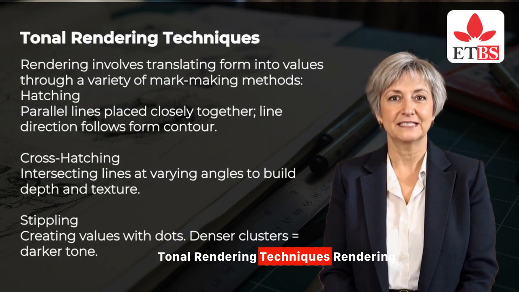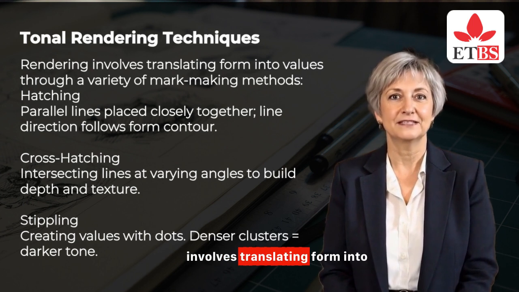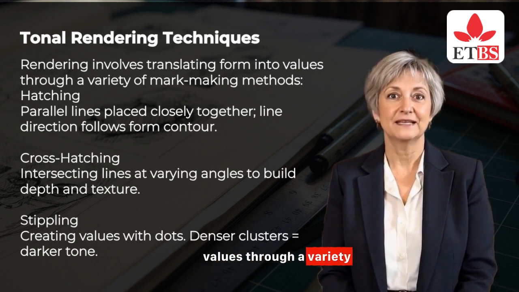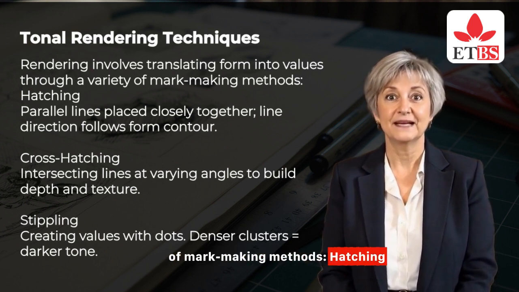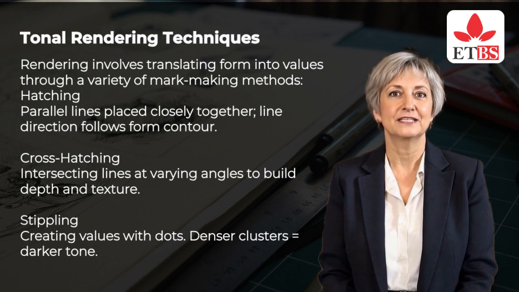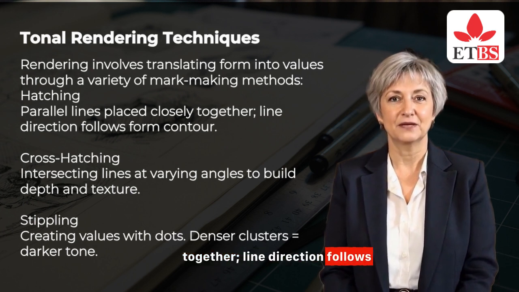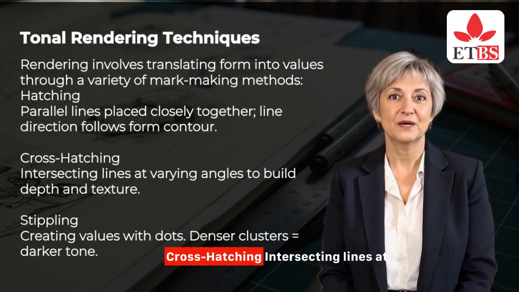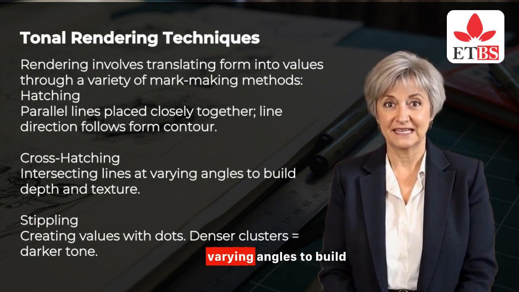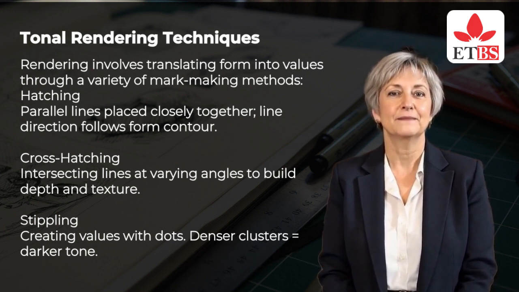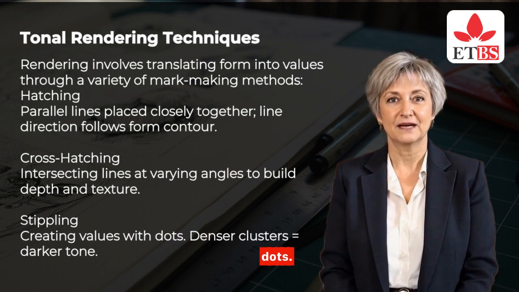Tonal rendering techniques. Rendering involves translating form into values through a variety of mark-making methods. Hatching: parallel lines placed closely together. Line direction follows form contour. Cross-hatching: intersecting lines at varying angles to build depth and texture. Stippling: creating values with dots.